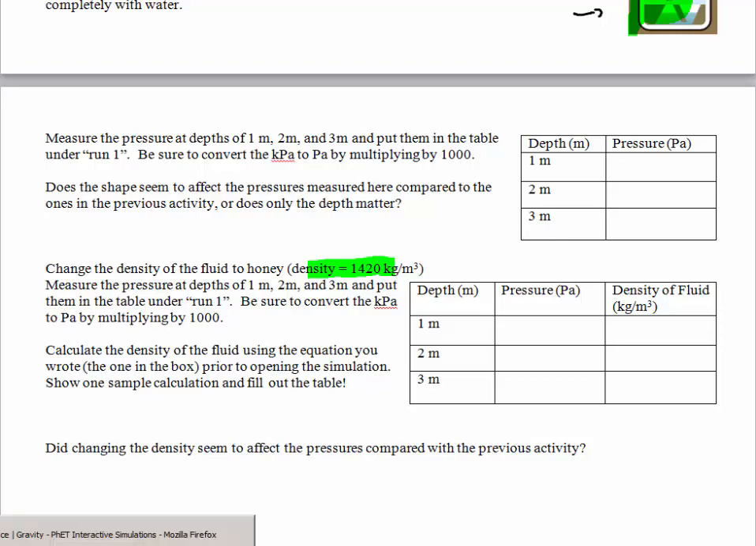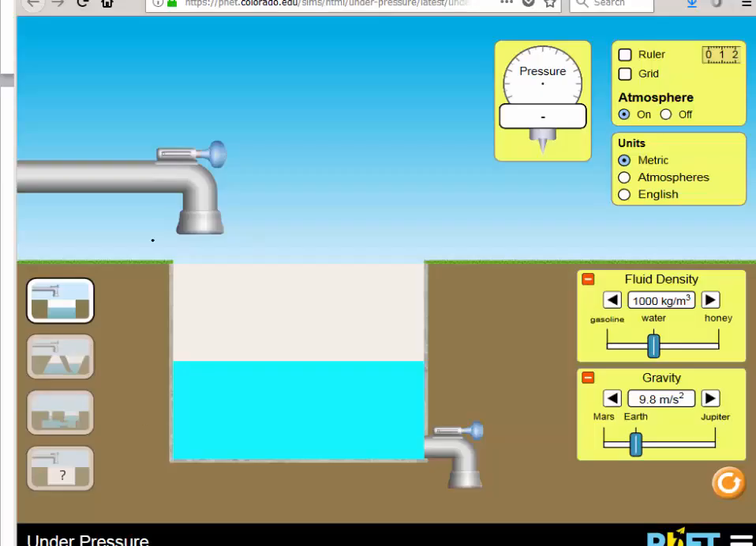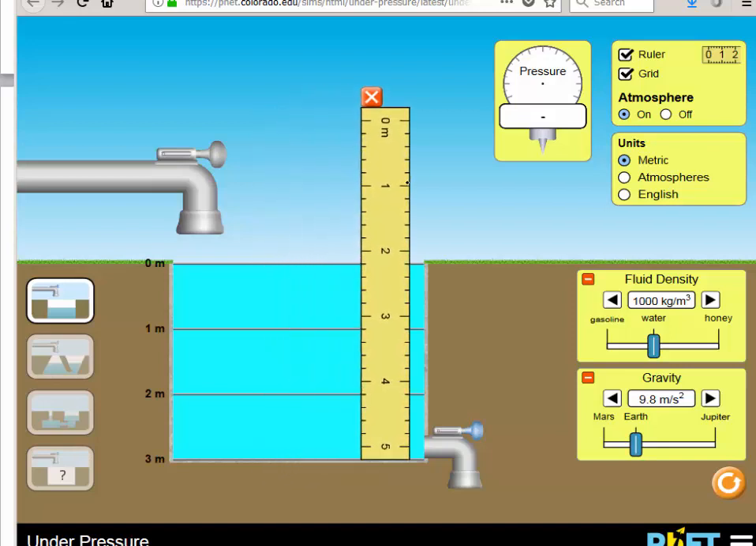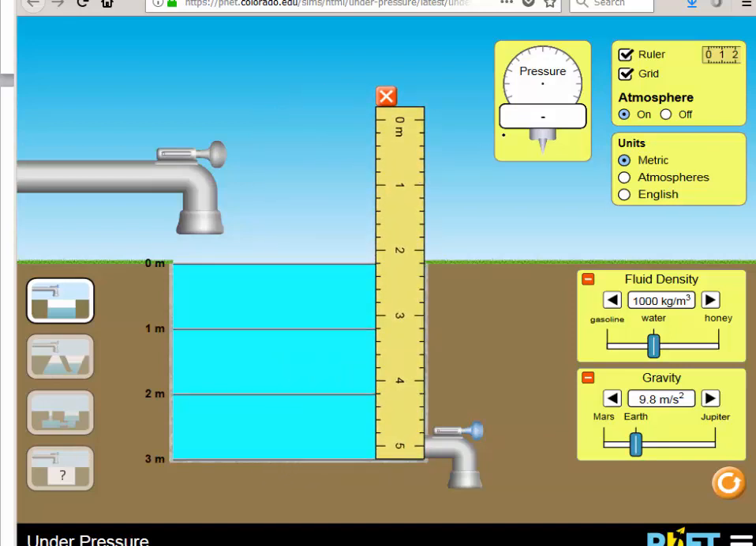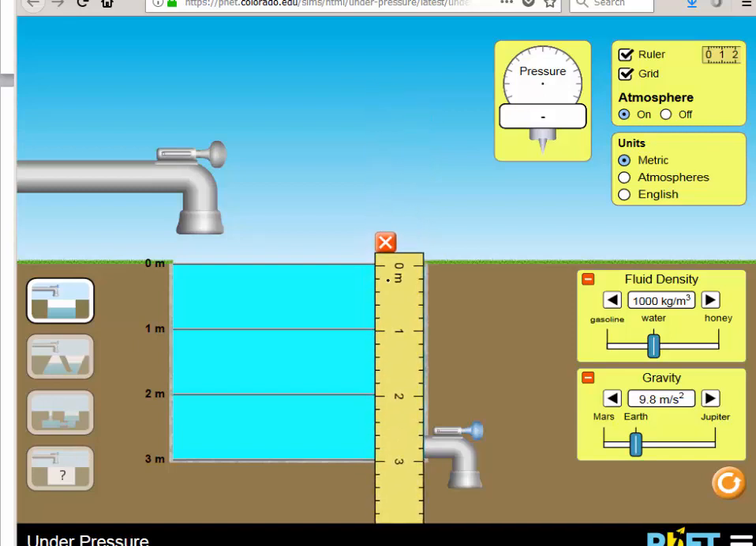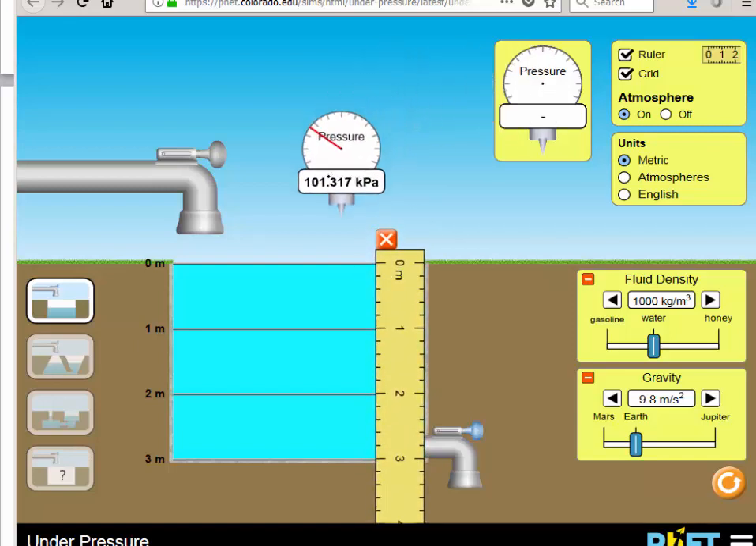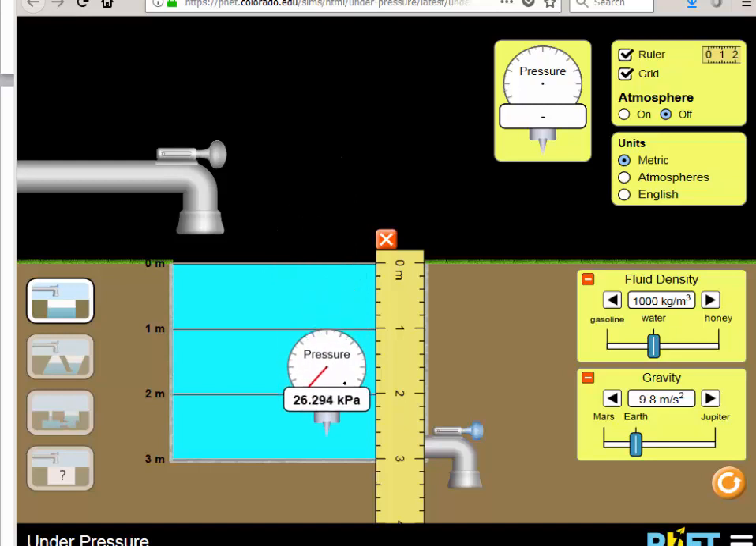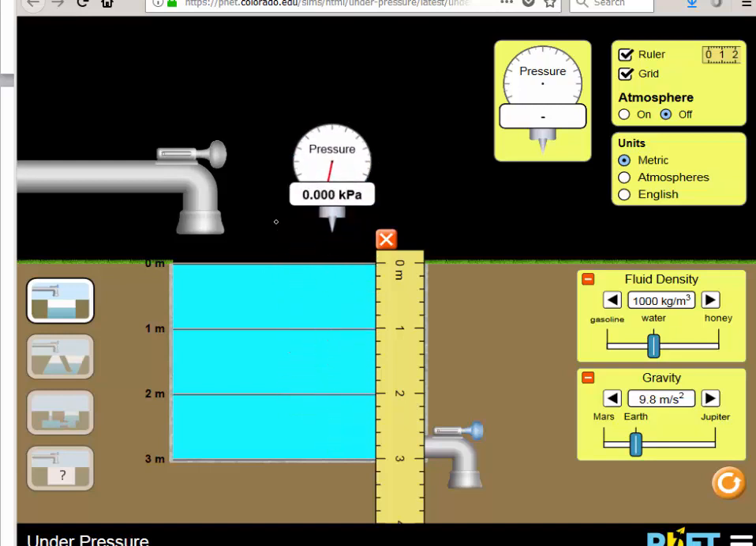So let's go ahead and take a quick look at the pressure lab. So very first thing, go ahead, fill that thing all the way up with water, and what we can do is add a ruler and a grid, and that's going to help me measure my depths. So actually I'm going to go ahead and put that guy right there, and again I can measure the pressure here. I can turn the atmosphere off, and I can measure my pressure at all these places.